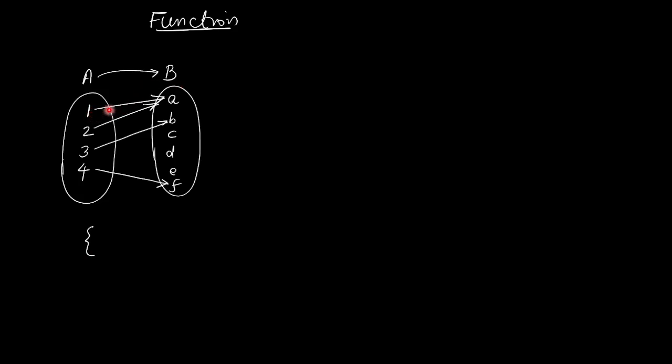The element 1 is related to A, denoted by 1 comma A. 2 is related to A, denoted by 2A. 3 is related to B, 3B. 4 is related to F, 4F. Just written. This is a relation, there is no doubt.